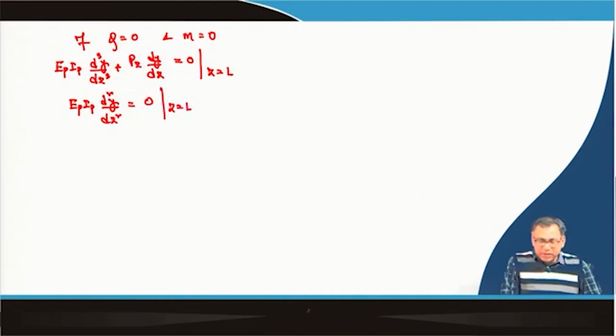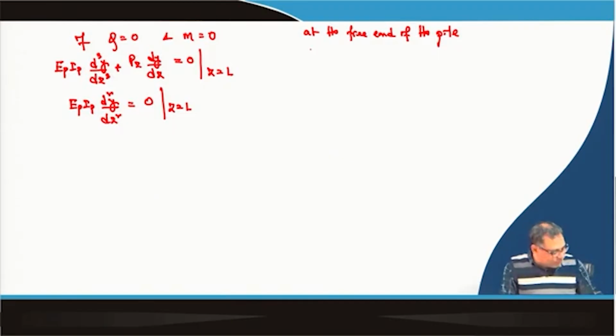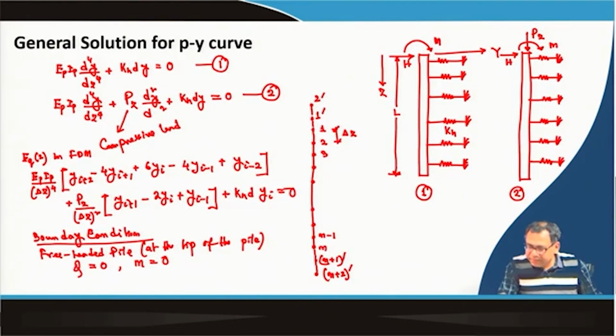Now, at the free end of the pile, the shear force will not be equal to 0, because a horizontal force is acting. As I mentioned, we have incorporated the compressive load effect in the equation, but we have not incorporated the H and M effect in the equation anywhere. So, that H and M will be incorporated through the boundary condition.